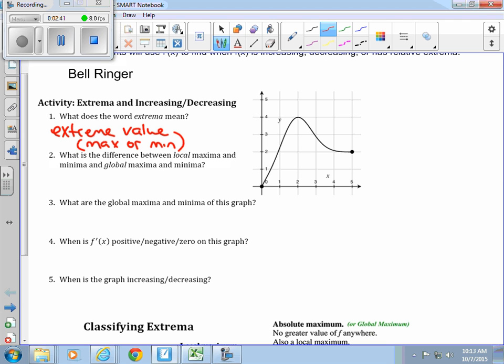Global maximum and minimum of this graph. Well, what is the global maximum? 2, 4, the point (2, 4). So the maximum is the value of 4. That's the maximum. It occurs at x = 2. And I want to talk a little bit about why I use that wording.